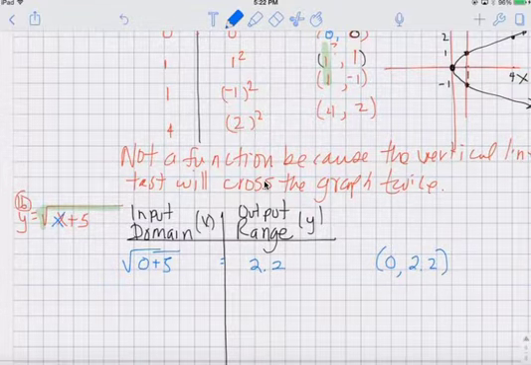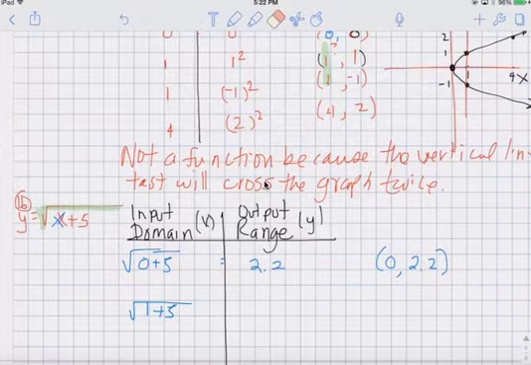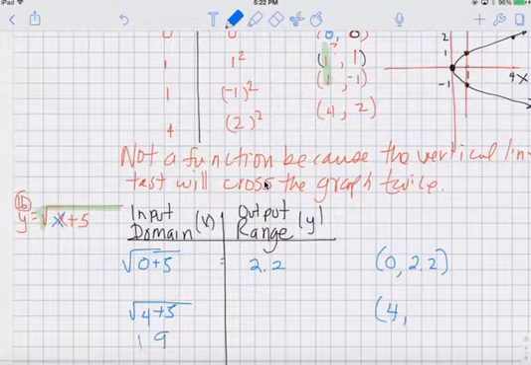Okay, let's say 1 plus 5. Square root of 1 plus 5, or square root of 6. Oh, I'm going to choose bigger numbers because I'm going to choose a number that makes a perfect square. So I'm going to choose 4. It makes my life easier. So my input is 4. Square root of 9 is 3. So my output is 3. So I don't have to use a calculator.